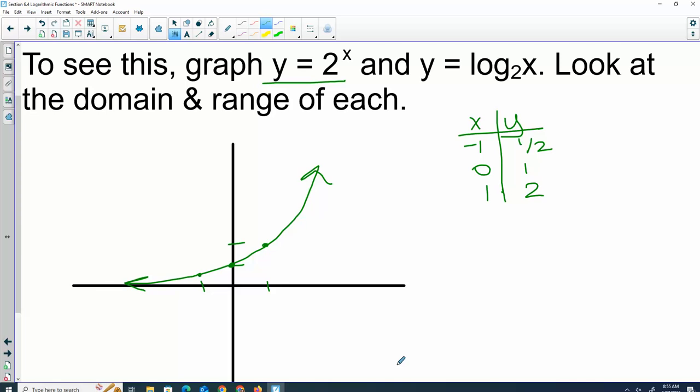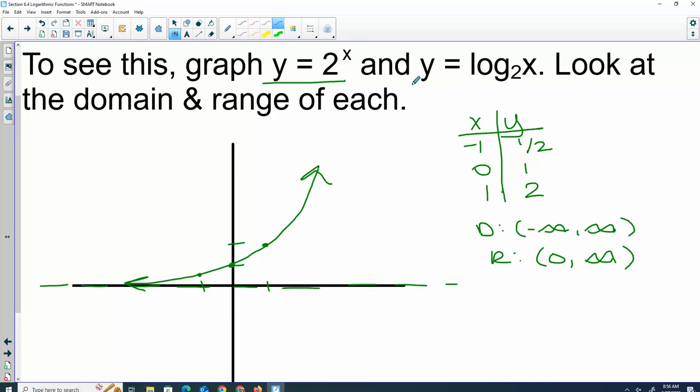That would help. Okay, so that was our exponential. Remember, the exponentials always had a horizontal asymptote. We can see it's approaching the x-axis but not crossing it. If I did the domain of this one, my x's can be anything. My range is just above 0 because of that horizontal asymptote.